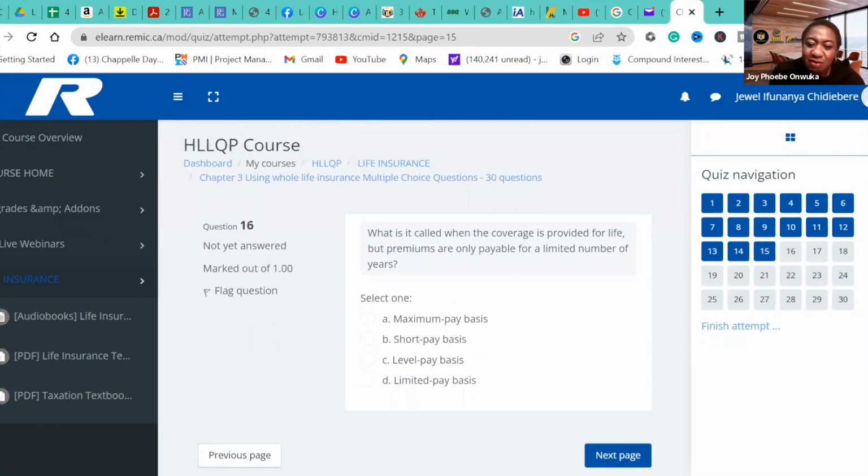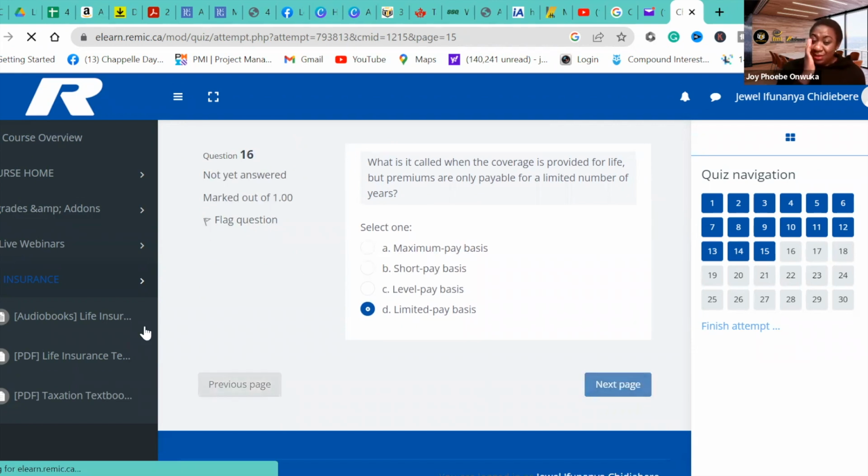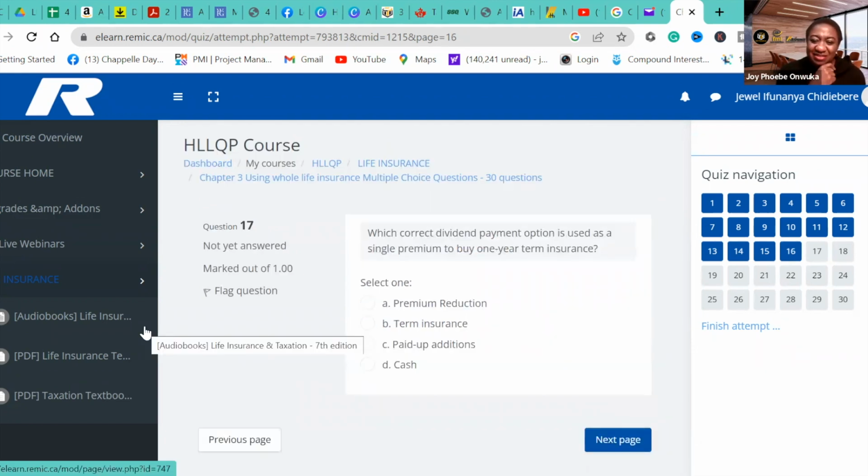Question 16. What is it called when the coverage is provided for life, but premiums are only payable for a limited number of years? The answer is in the question. Maximum pay basis, no. Short pay basis, no. Level pay basis, no. Limited pay basis. When premiums are payable for a limited number of years, it could be 10 years, 20 years, and thereabouts. Okay? All right. Question number 17.